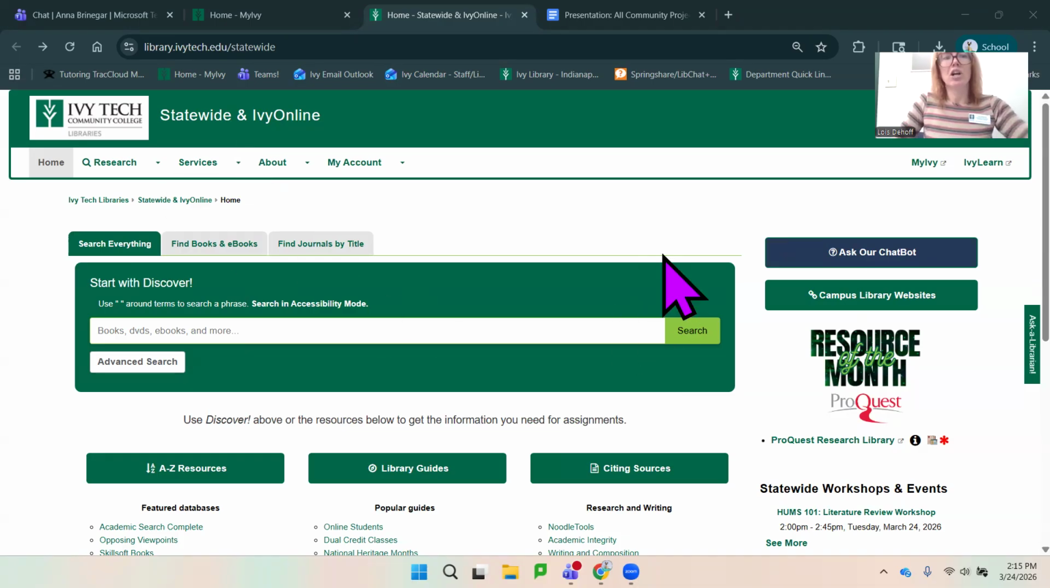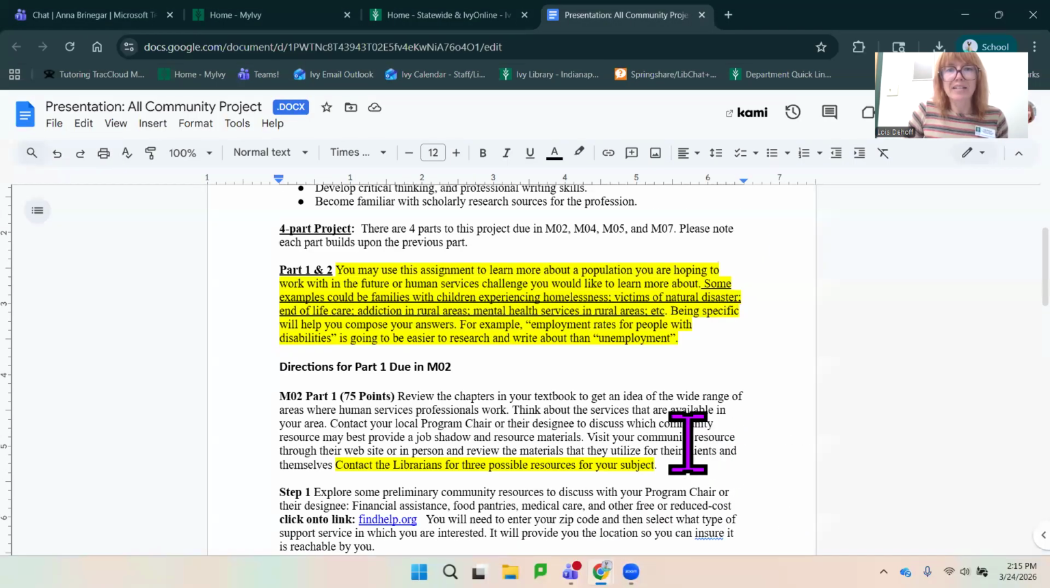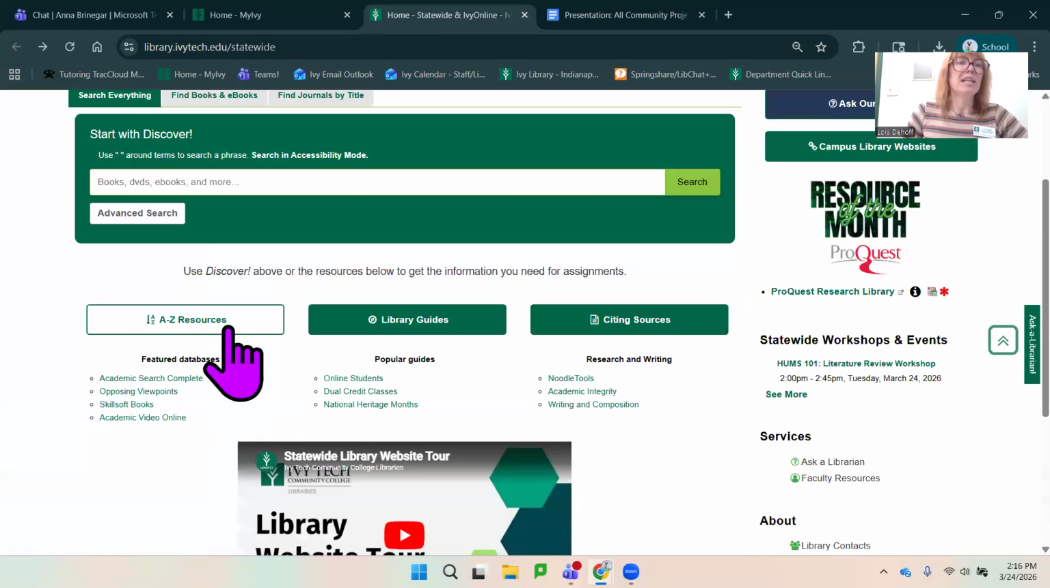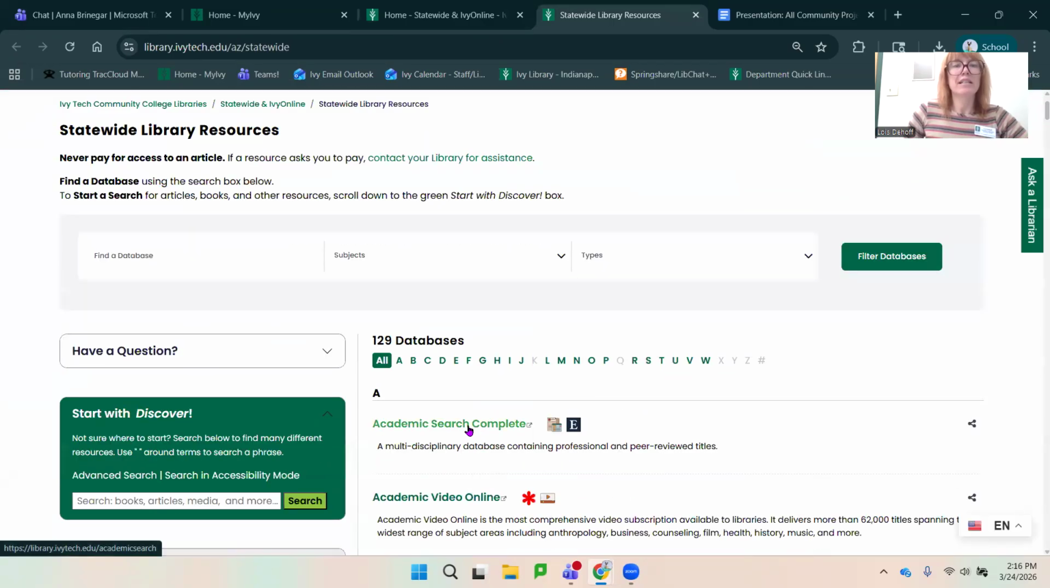And we are going to start with Discover, because this is one of the places that we can look for sources. So you were asked, when we go to those requirements, to find 3 possible resources for your subject, okay? And so when you're here, if you go to A to Z resources and click on this button, you're actually going to see that we have 129 different databases. And these are databases that you can enter one by one by one.